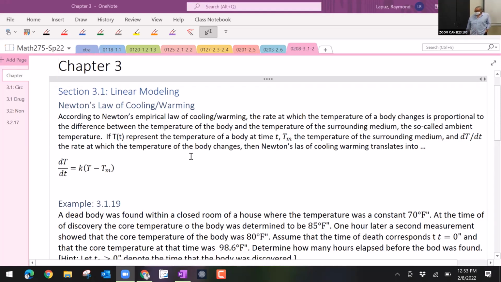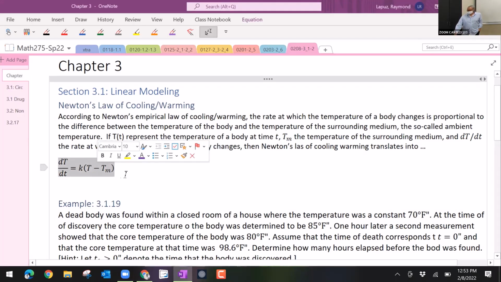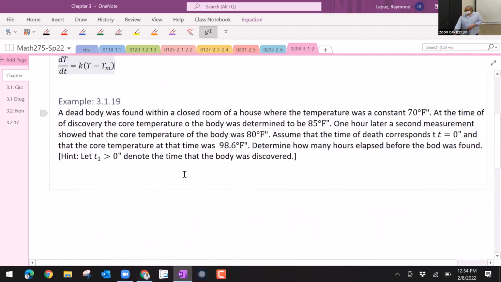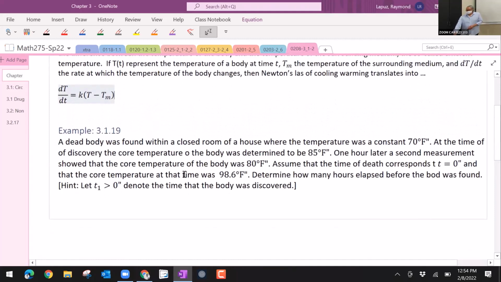So the first example we're going to look at is Newton's law of cooling, which we hopefully have seen before. The general differential equation says that the rate of change of temperature is proportional to the difference between the current temperature and the temperature of the surroundings. So this is going to be our first example, and we'll use forensics as our application for Newton's law of cooling.